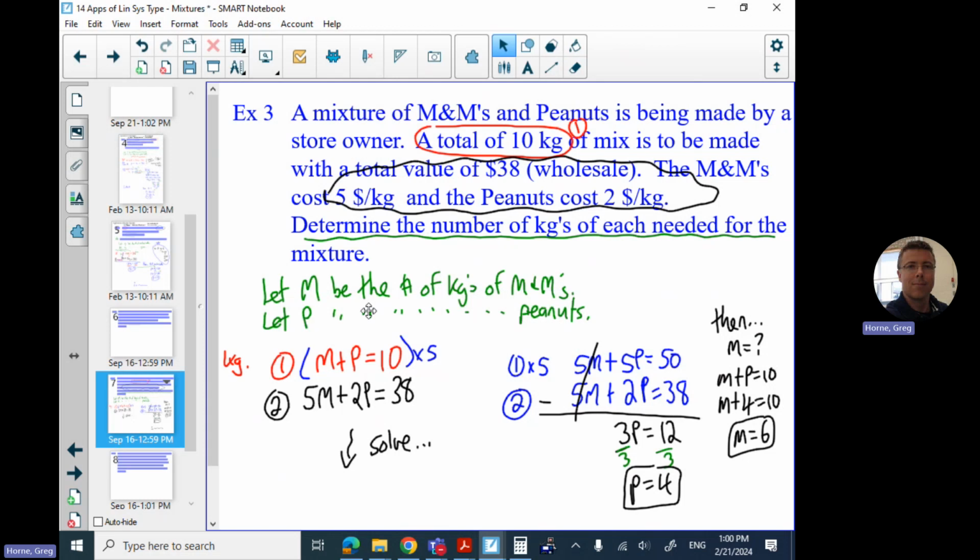And then we have two types of equations. We've got a total number of kilograms equation, M plus P is 10. And we've got a cost equation: M kilograms times $5 per kilogram, plus 2 times P for $2 per kilogram times the number of kilograms of peanuts, equals the total cost of $38. Boom, two equations, two unknowns, solve linear systems: substitution, elimination, graphing, the whole bit. This one I did by elimination, subtracting the two equations. I multiplied both sides by 5 here, and ended up with 3P equals 12, so P equals 4, then the M value, and so on.